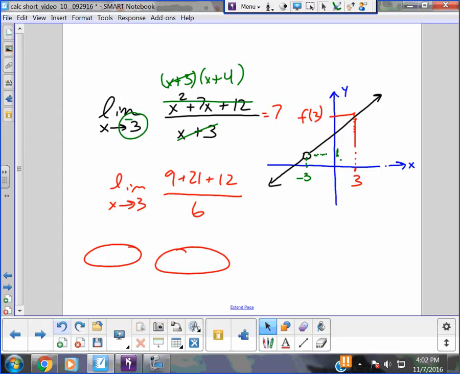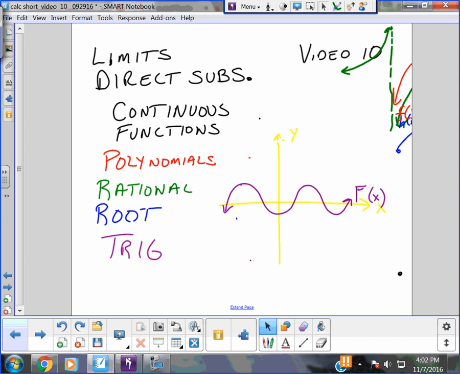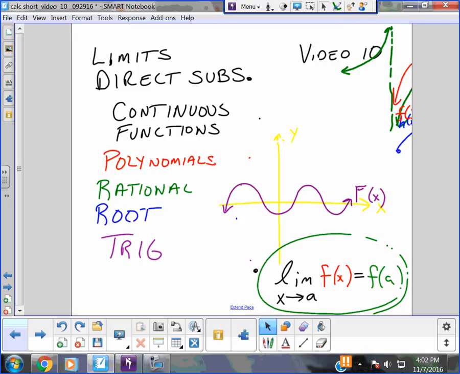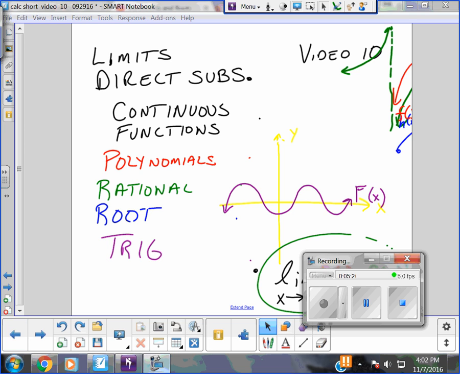But again, direct substitution, we don't want to lose time with this, and we want to understand that when functions are polynomials, rationals, roots, and trig, and that you have a limit inside their domain, the value is simply going to be the limit as x approaches a of f of x, just the value of the function f of a. And we're not going to waste time factoring or doing anything else. It should be the first thing we check with all limits. Keep practicing. Keep going.